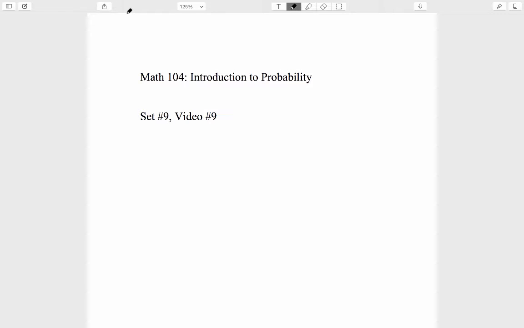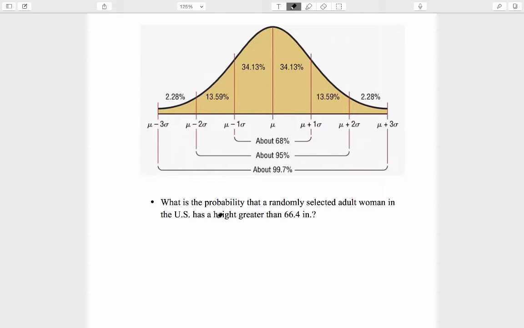Welcome back to Math 104. What is the probability that a randomly selected adult woman in the US has a height greater than 66.4 inches?